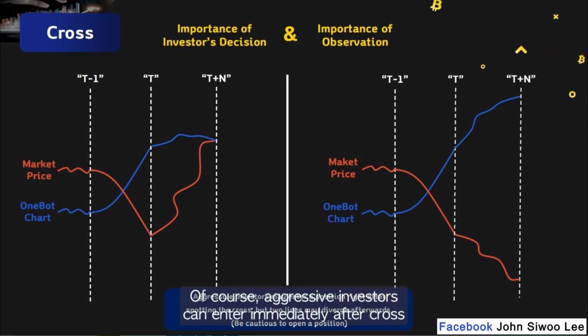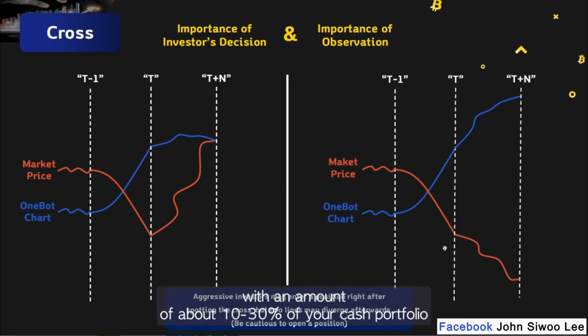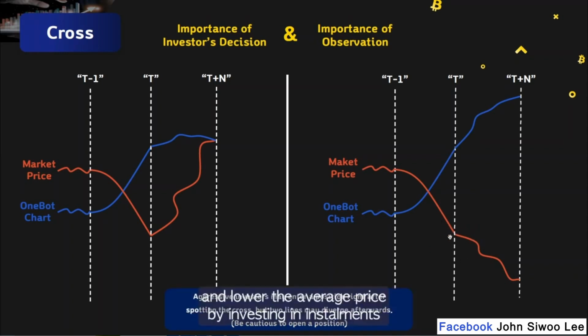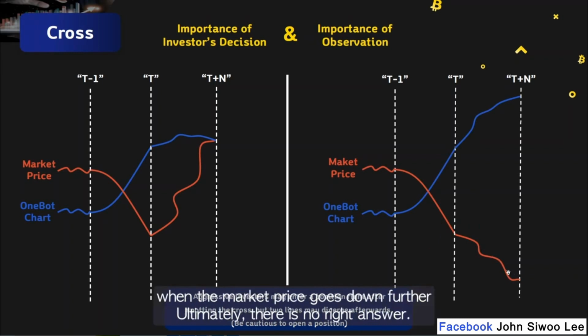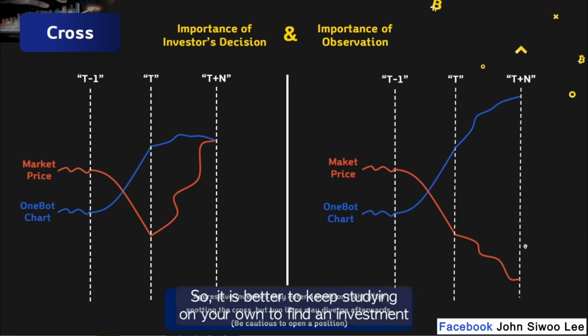Of course, aggressive investors can enter immediately after cross signal occurs, but we recommend that you enter with an amount of about 10 to 30% of your cash portfolio and lower the average price by investing in installments when the market price goes down further. Ultimately, there is no right answer, so it is better to keep studying on your own to find an investment method that suits you.